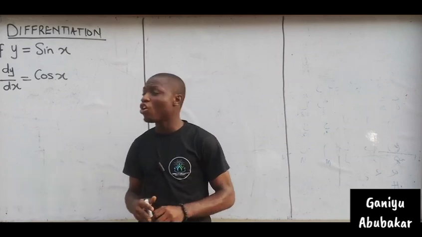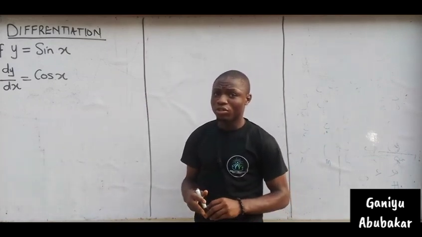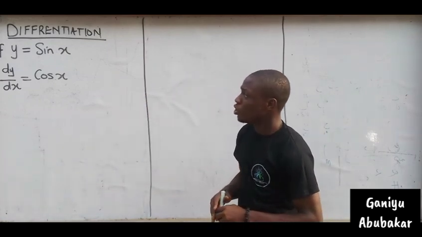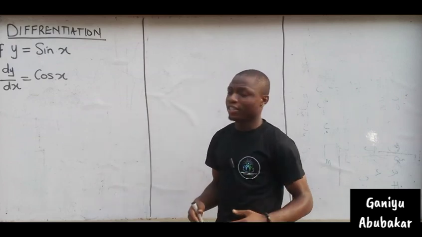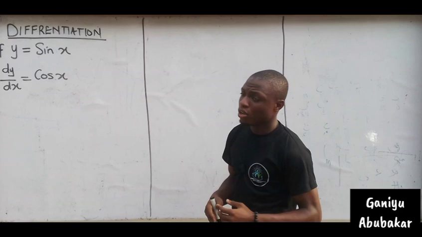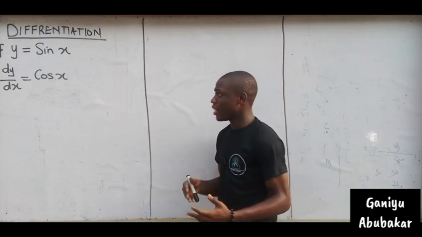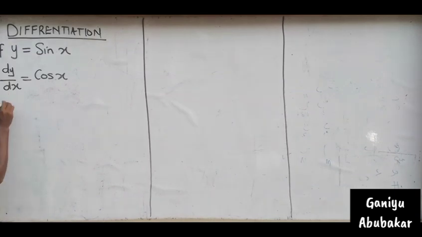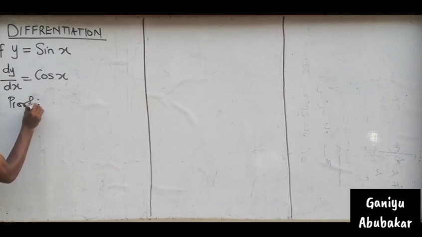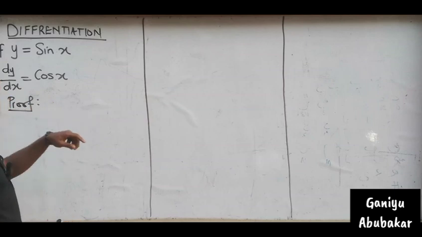For today, we're discussing differentiation. As the question goes below, if y is equal to sin x, then dy over dx is cos x. Proof: why is it that if I differentiate sin x, I'll have cos x? Let's prove it here. If y is equal to sin x, then dy over dx is cos x.